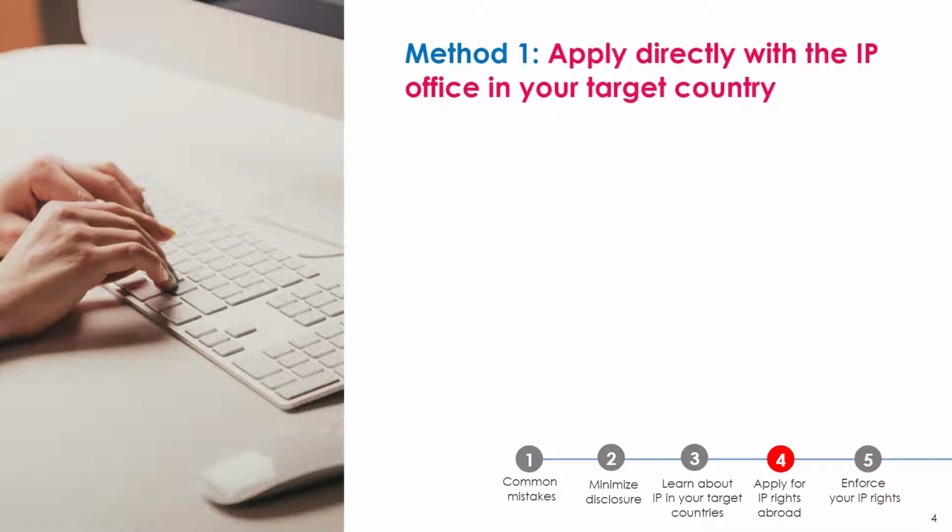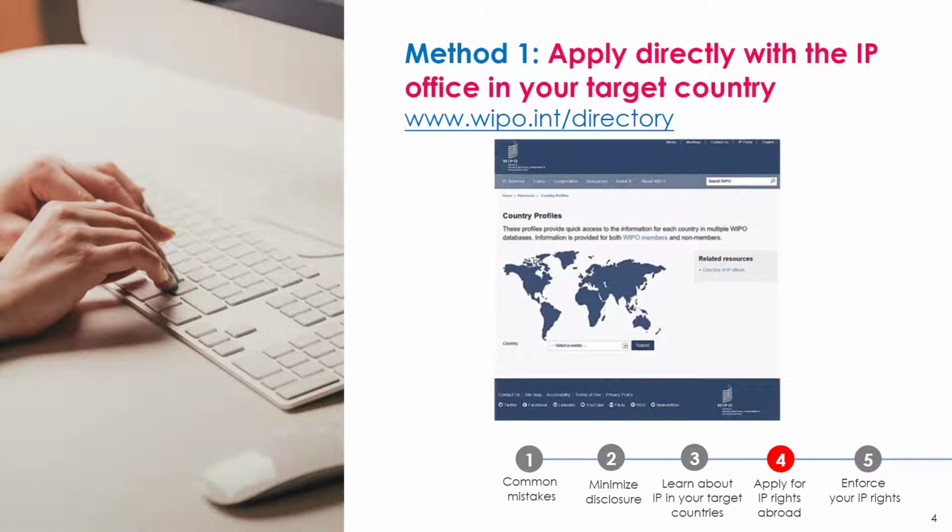A description of how to apply, the forms to use, and the various fees are all available on the website of the respective IP office. To find the website of the IP office of your target country, visit www.wipo.int/directory/en and click on the Directory of IP Offices link to find the web address for the IP office of your target country. A link is also available in the description of this video.